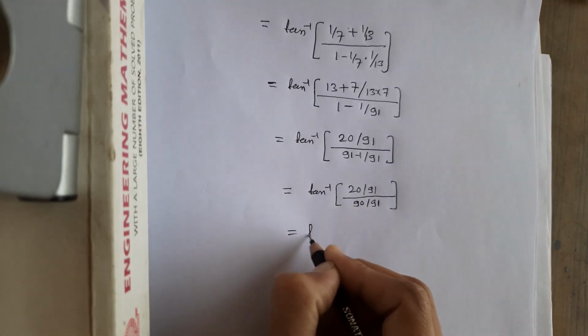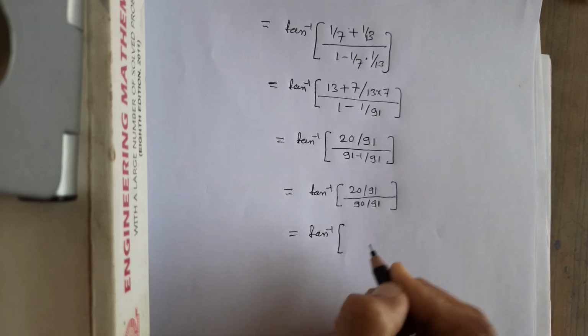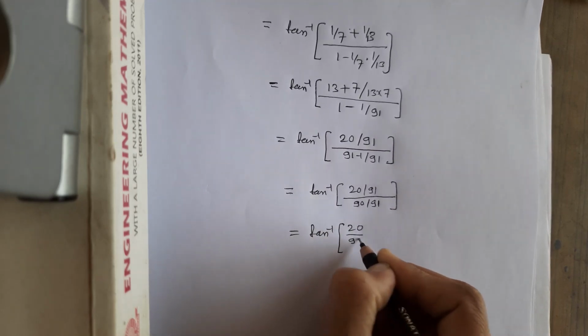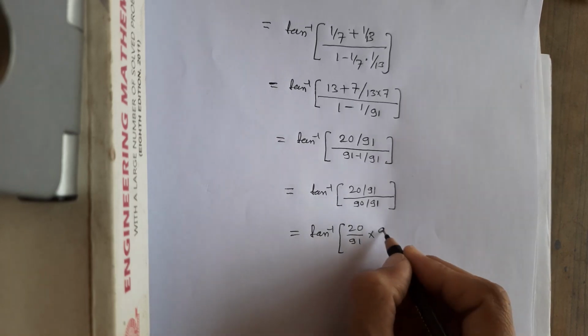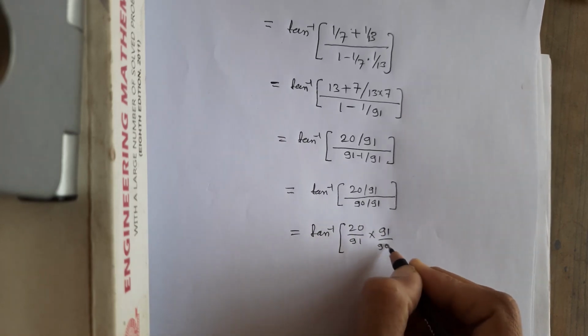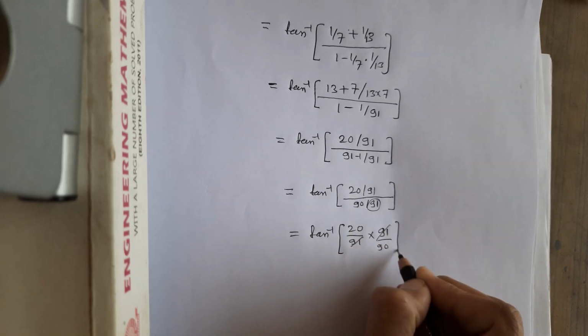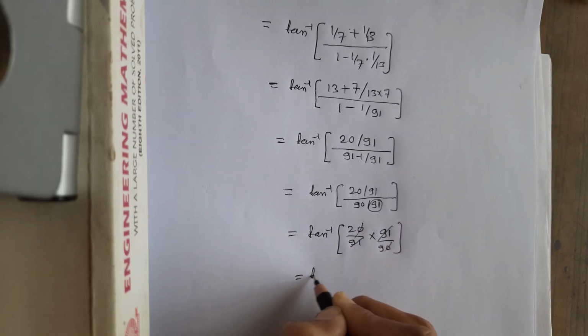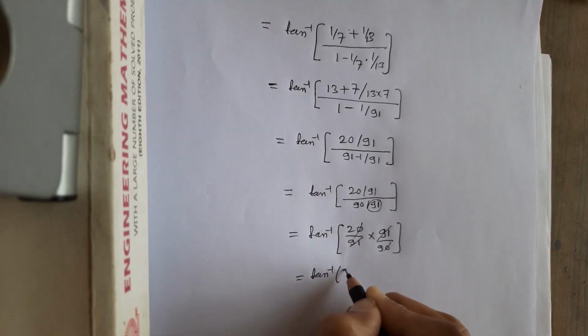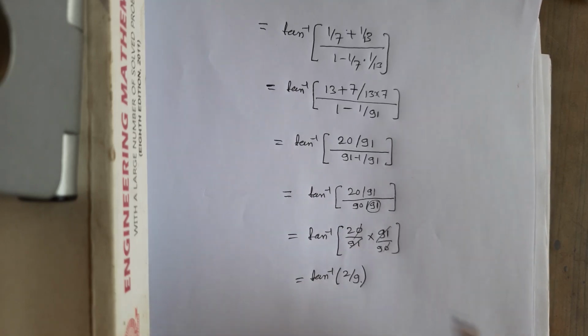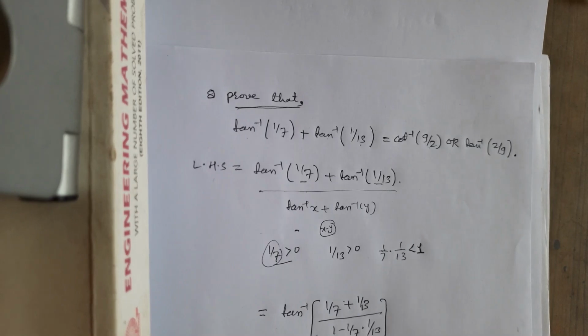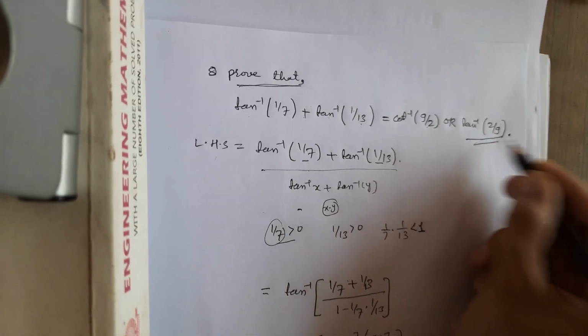Okay. Now this I can write as 20 upon 91 multiplied by 91 upon 90. This 91 gets cancelled, this 0 gets cancelled, and I get tan inverse of 2 by 9, which I wanted to show. The one value is tan inverse of 2 by 9.